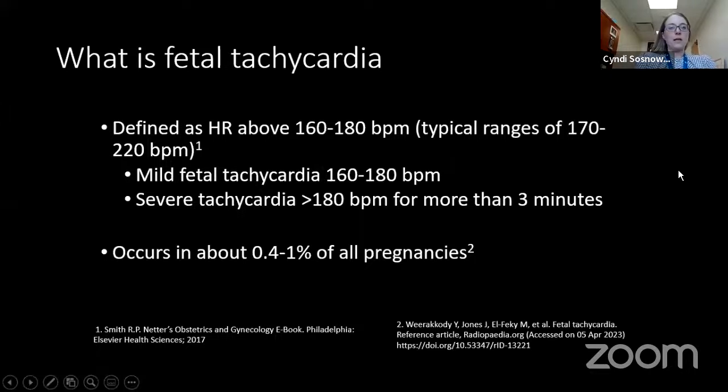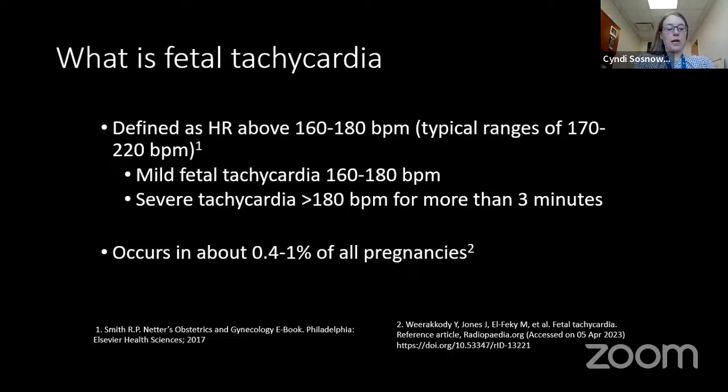We'll talk about the two most common ones, atrial flutter and SVT. So what is fetal tachycardia? What's the definition? This is defined as having a heart rate anywhere from 160 to 180. Typical ranges are anywhere from 170 to 220. And that's what's going to help you distinguish sinus tachycardia from a tachyarrhythmia: usually with tachyarrhythmias, as we'll see, the heart rates are going to be around 220 or above. So mild fetal tachycardia is defined as 160 to 180 beats per minute, and severe tachycardia is described as greater than 180 for more than 3 minutes.